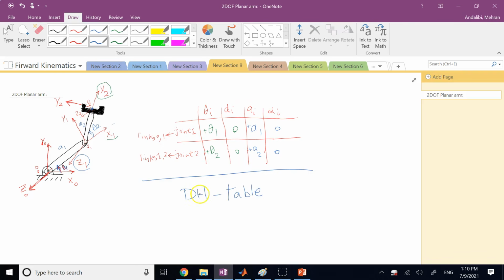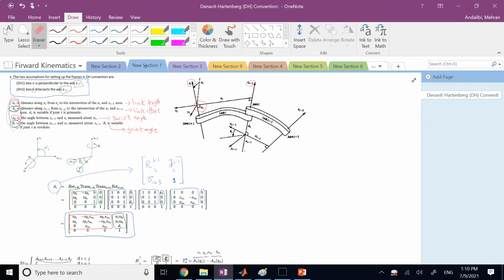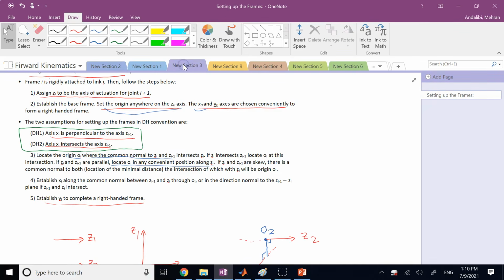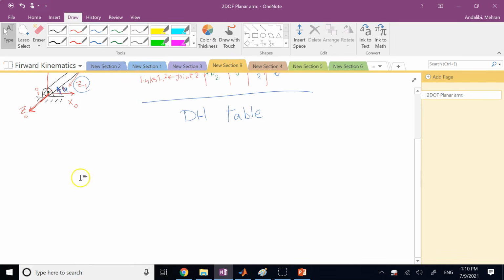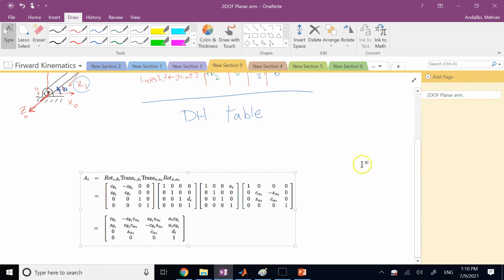It tells me the parameters I need to go from one frame to the other. Okay, it's very important. And how do I use it? Fine, I said this. Now it is time for me to go and use this important formula that you can see here for the total transformation that I need.